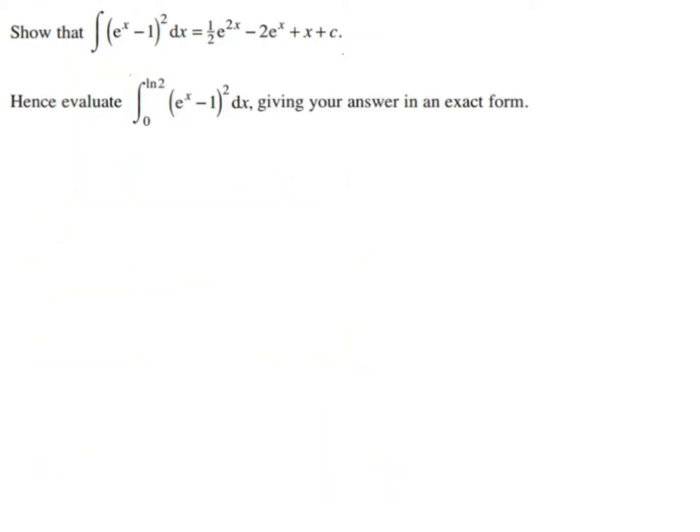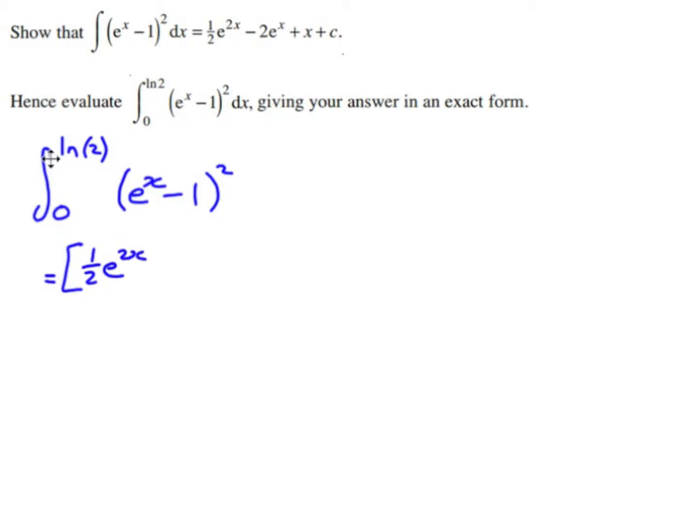Now that we've done that, we can evaluate the integral here, (e^x − 1)², between 0 and log 2. Now straight away we can use what we've already done, and we're going to substitute in log 2 and 0 as the limits. Here we don't have to include the plus c because we're using limits.